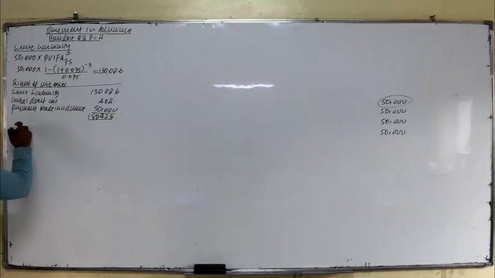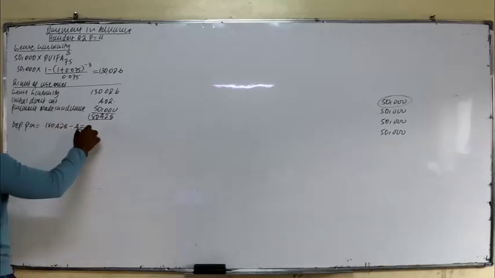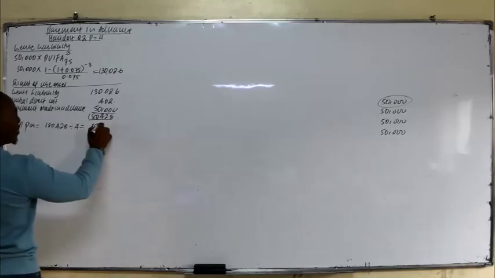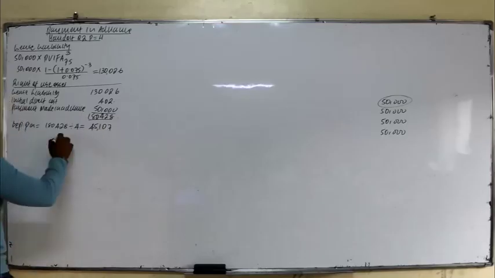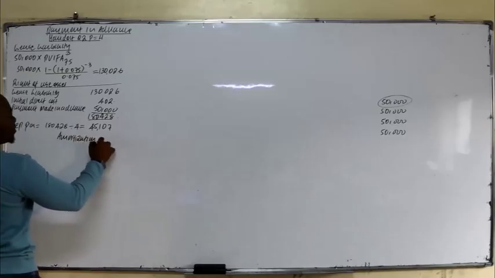Then we depreciate. So depreciation per annum will be 184,428 over the next 4 years, that's 45,107. Good. Then let's amortize the asset. You come up with an amortization schedule.